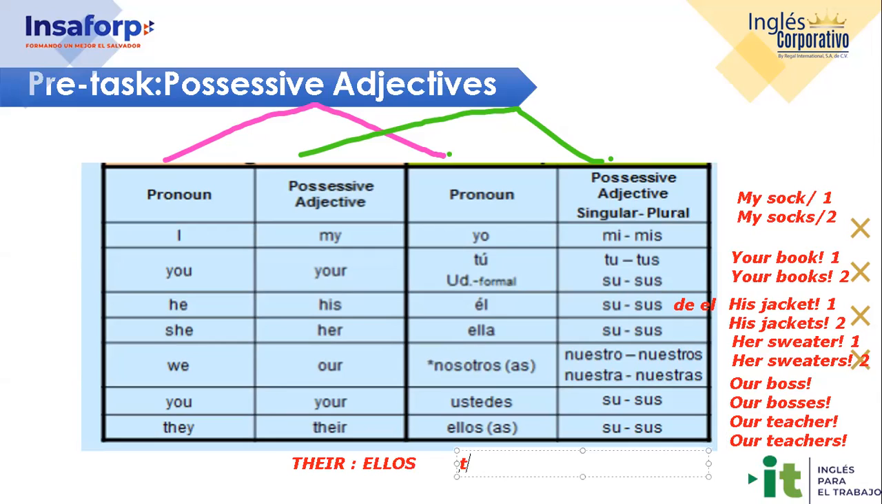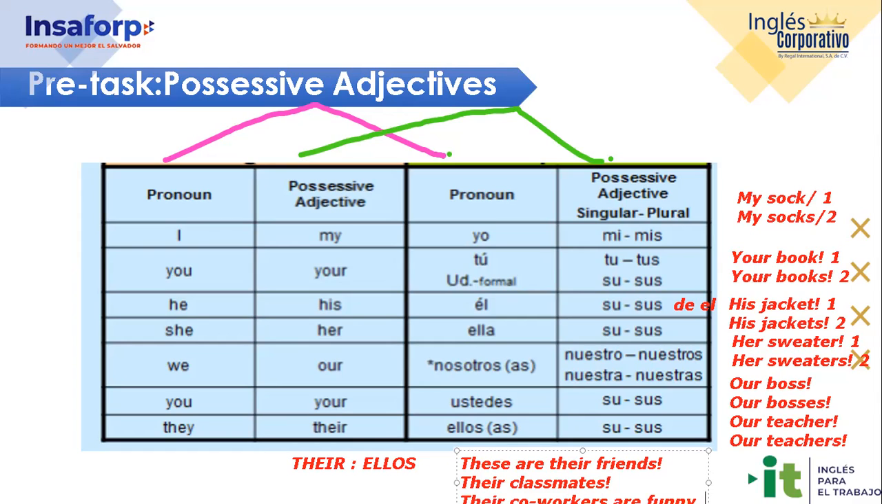For example, these are their friends. Estos son sus amigos. ¿Los amigos de quiénes? De ellos. Eso significa cuando vamos utilizando el their. Their classmates. Their colleagues, for example, or their co-workers, sus compañeros de trabajo.